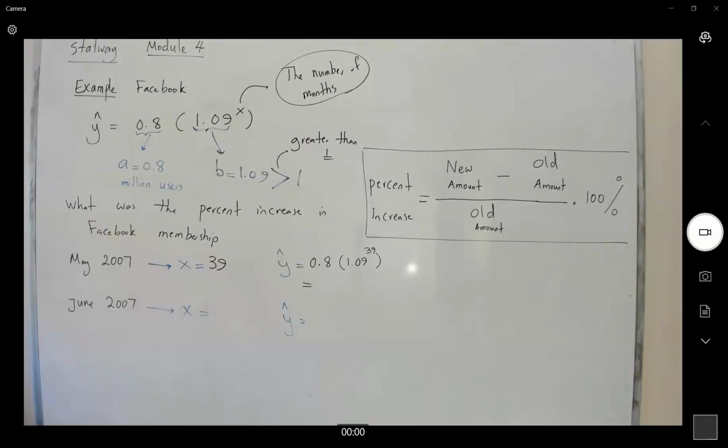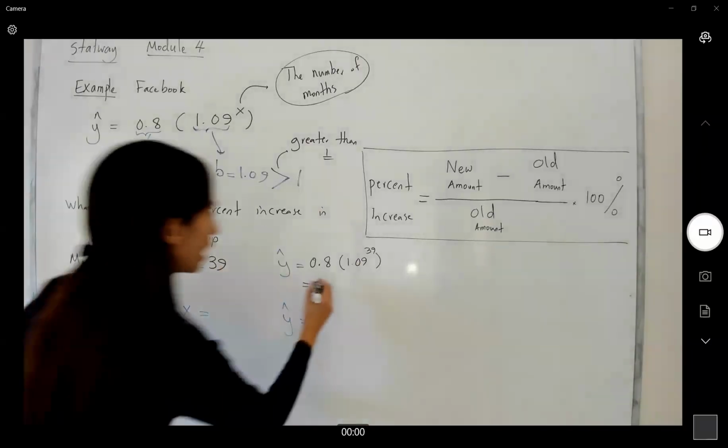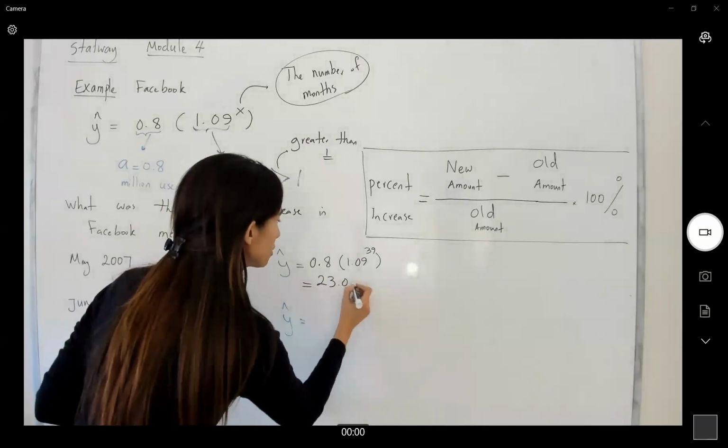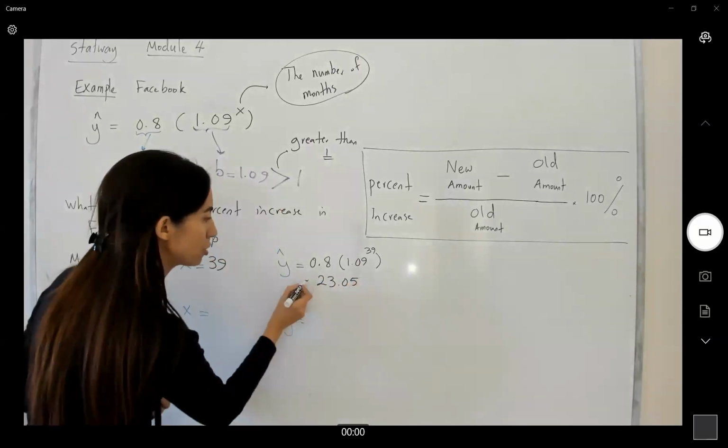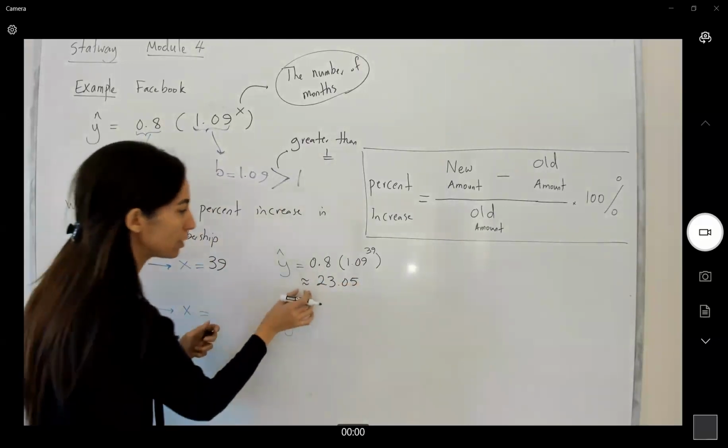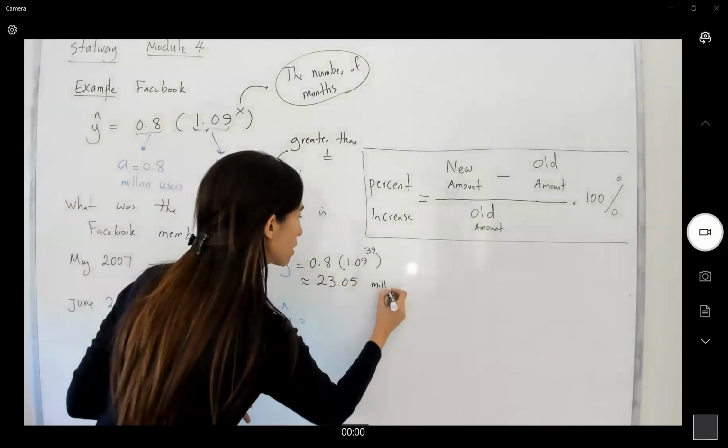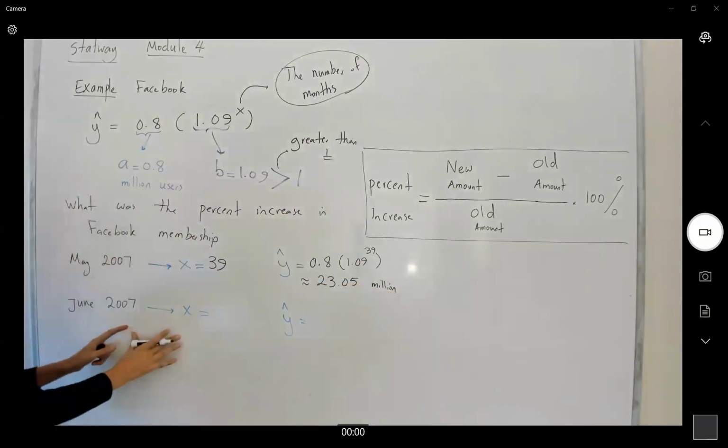$23.05 million. Thank you so much. Excellent, excellent. So here you have 23.05, and it's just an approximation. So instead of using equality, we use approximation. How about the second one?